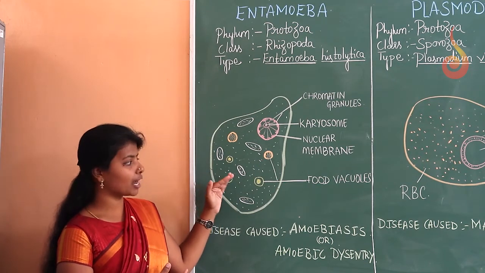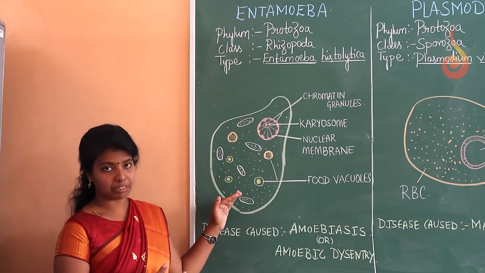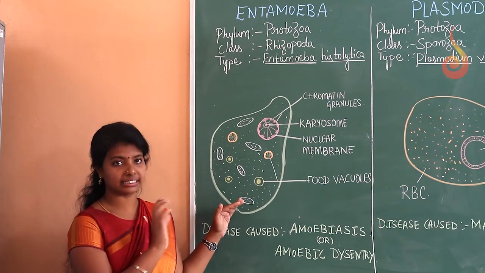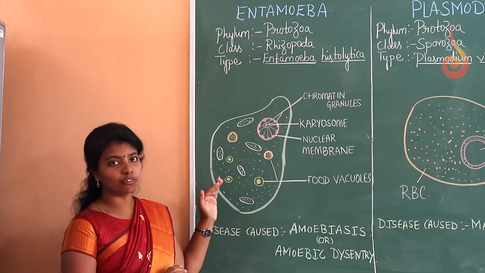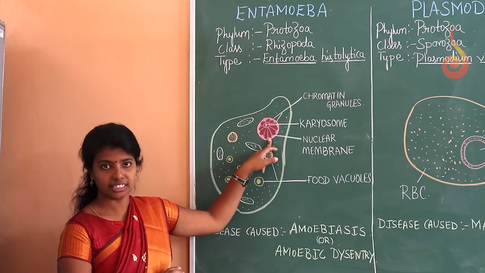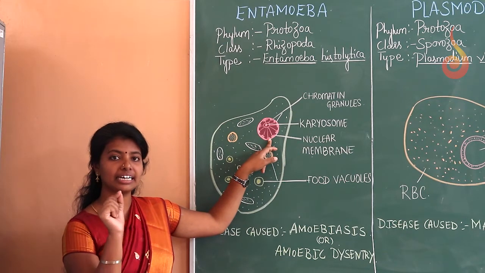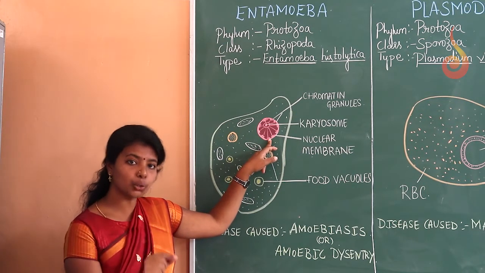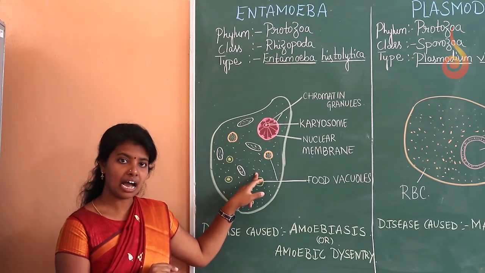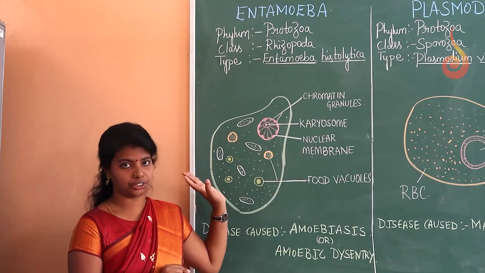So this is about the structure of Entamoeba, which you have to identify by seeing the slide, and the clue for it will be the darkly stained nucleus. So you can keep the darkly stained nucleus as a clue for identifying the Entamoeba at its trophozoite stage.